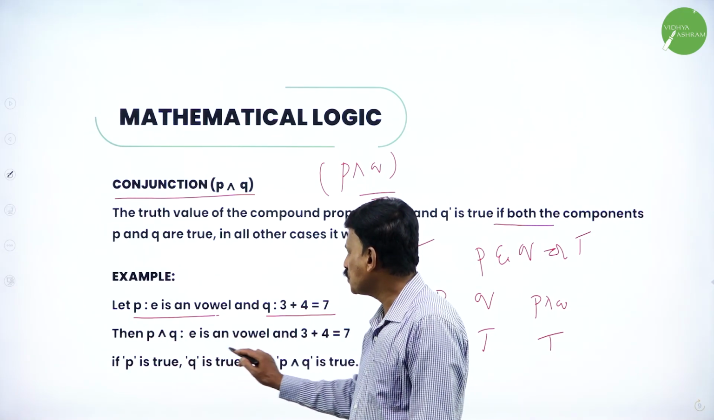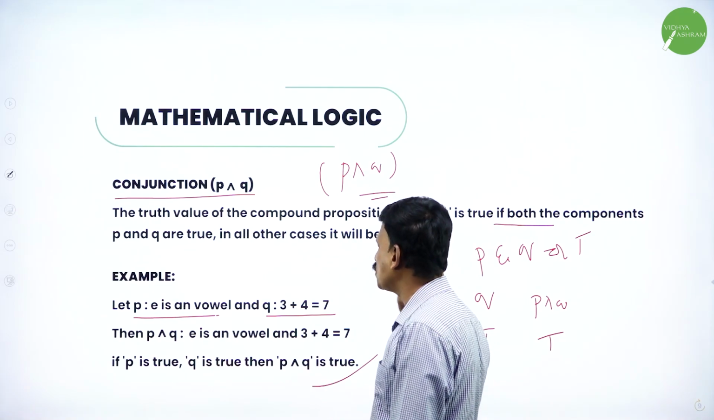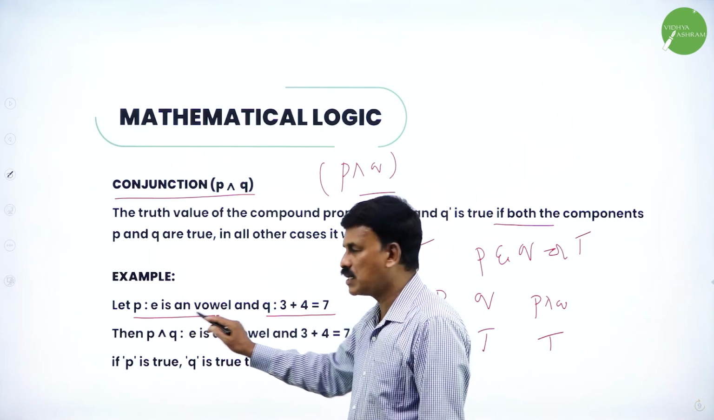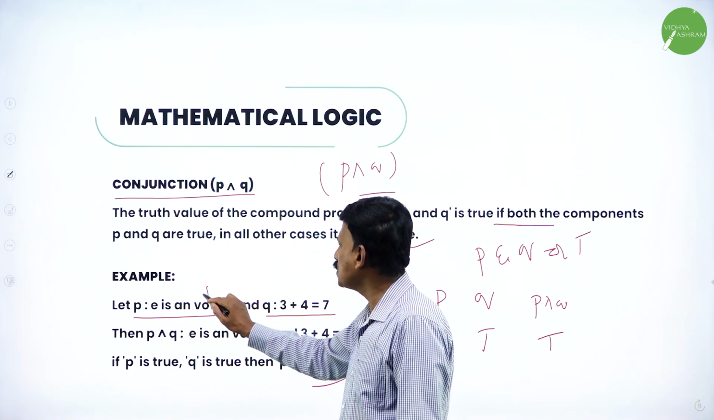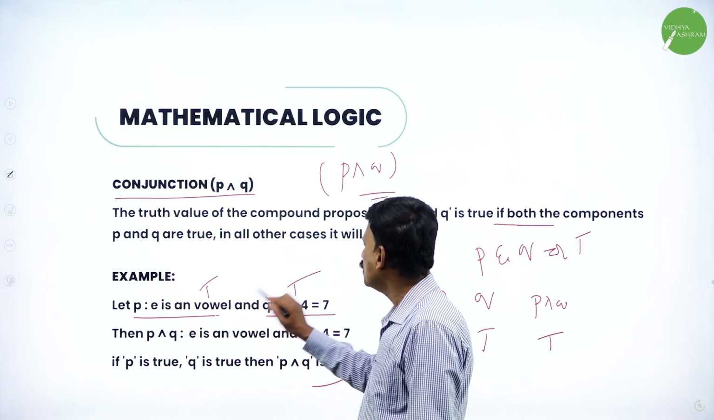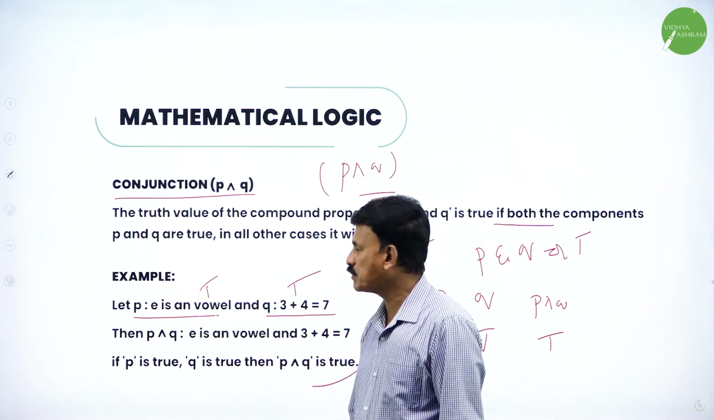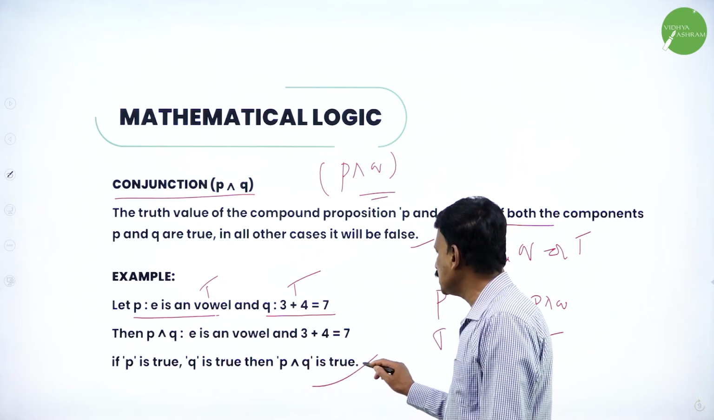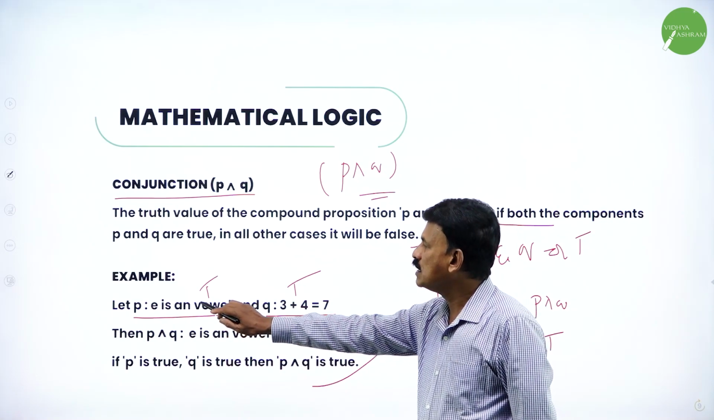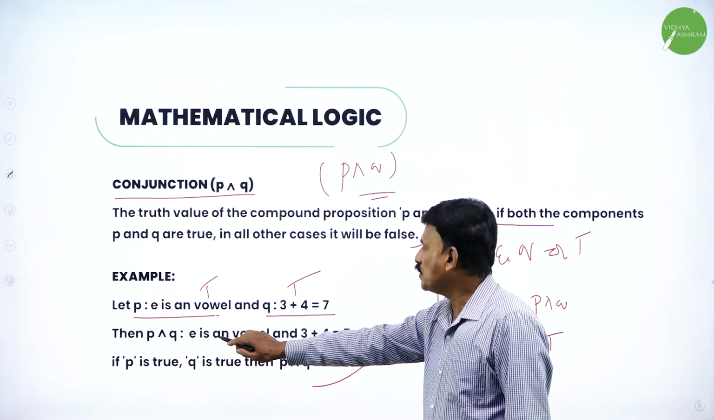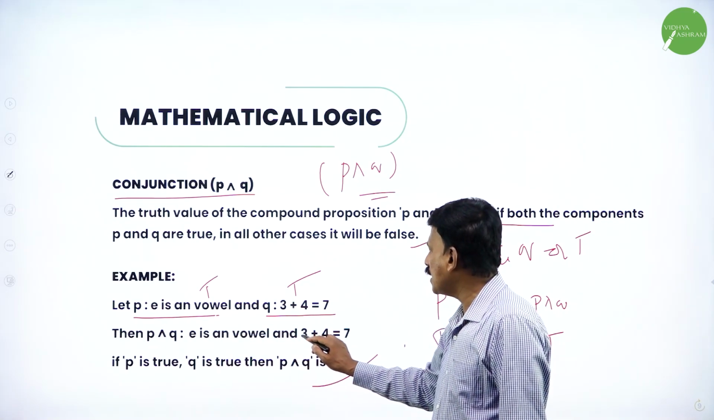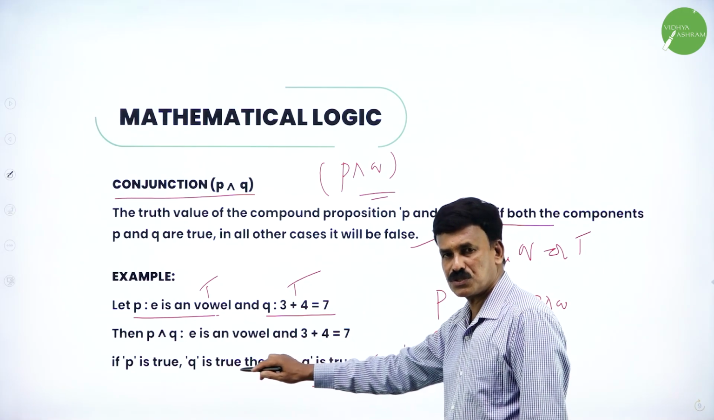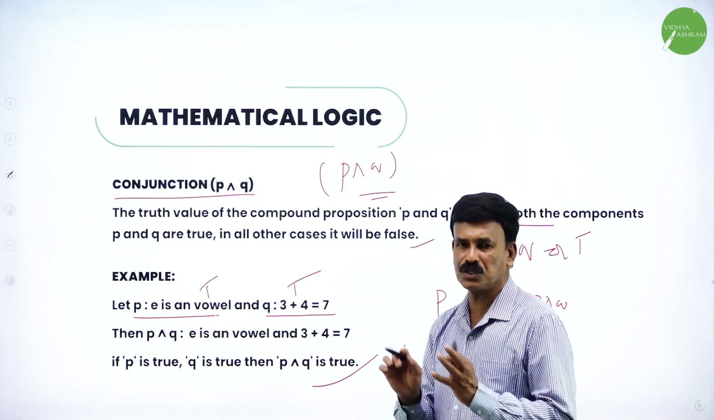If P is true and Q is true, then P ∧ Q is also true. E is a vowel, 3 plus 4 is equal to 7. This is true and this is also true. True and true is true. That means if E is a vowel and 3 plus 4 is equal to 7, the entire statement is true. True and true is true.